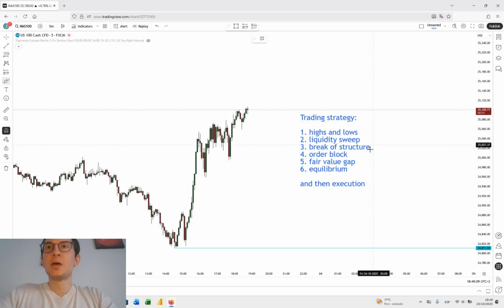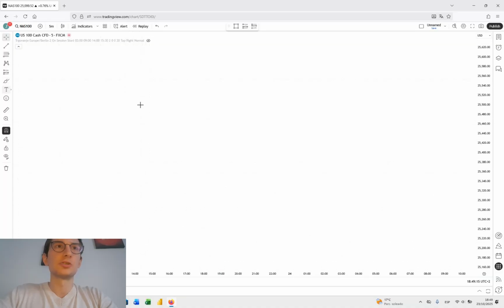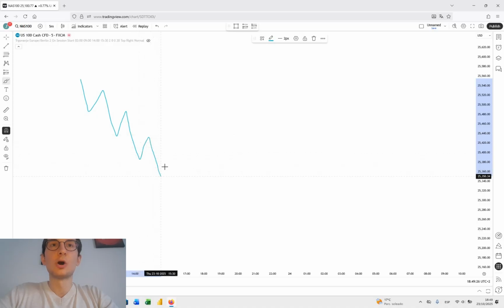Okay, today we are going to talk about break of structure, which is one of the most important parts of our trading strategy. We already know that the market moves in higher highs and higher lows, or in our case, in lower highs and lower lows. This is how the market moves, up and down, up and down.